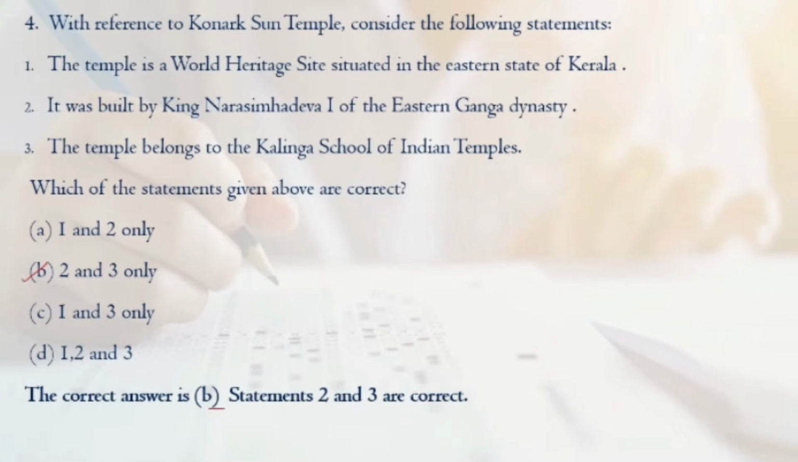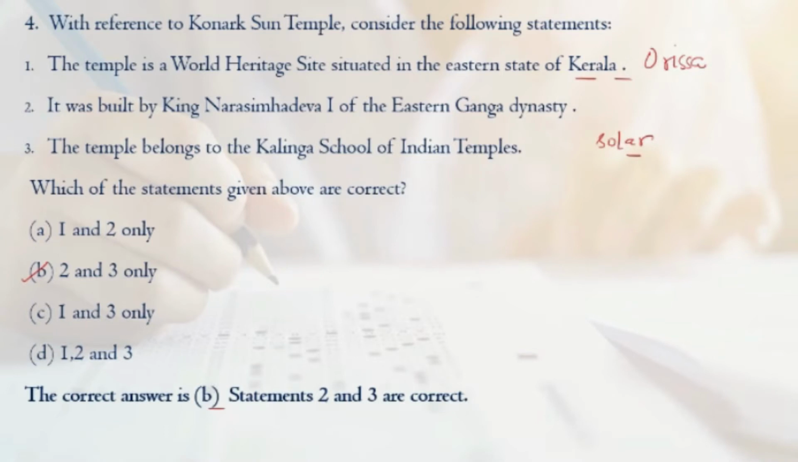Statements second and third are correct. The Odisha government has planned to run the Sun Temple completely on solar energy. Statement 1 is incorrect because Konark Sun Temple is located in Odisha and not in Kerala. The temple is a World Heritage Site situated in the eastern state of Odisha and is a massive temple dedicated to the sun god. Konark is situated at a comfortable distance from the famous religious and tourist center of Puri, 35 kilometers, and the capital city of Bhubaneswar, 65 kilometers.